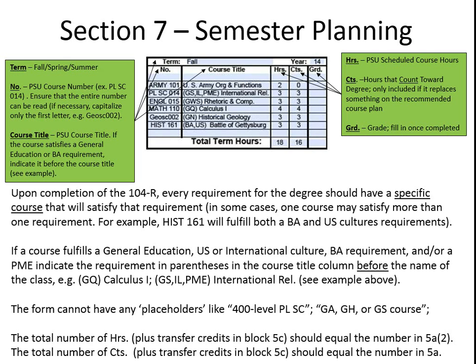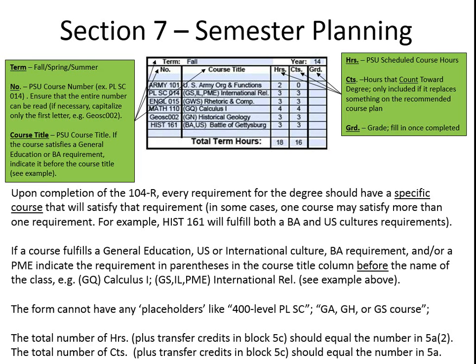The column HRS hours is the number of credit hours for each course per the university. Again, the 100 and 200 level Army classes are 2 credits each. The 300 and 400 level classes are 3 credits each. The column CTS is the number of credits that count toward your degree. Think of CTS as counts. If you're an engineer major, Army 101 through 302 and Army 496 will count as 0, and Army 401 and 402 will count as 3 each.